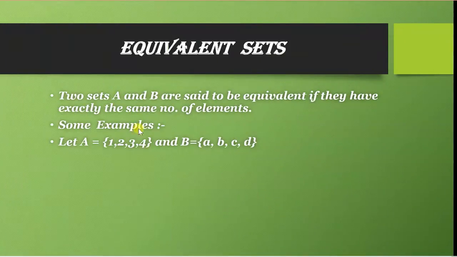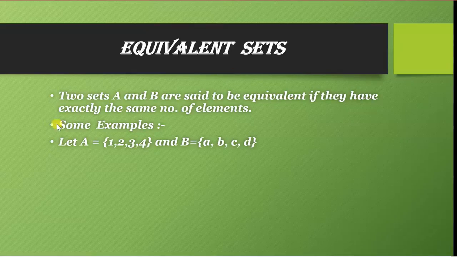Next is equivalent sets. Equivalent sets means two sets A and B are said to be equivalent if they have exactly the same number of elements. The difference between equal and equivalent is equal set is having the same elements, but equivalent set is having the same number of elements. The elements may differ.